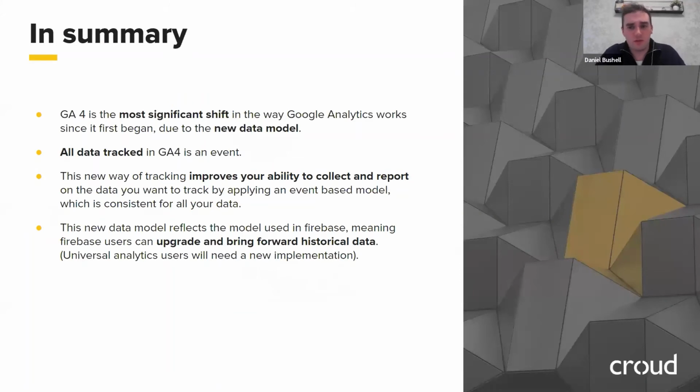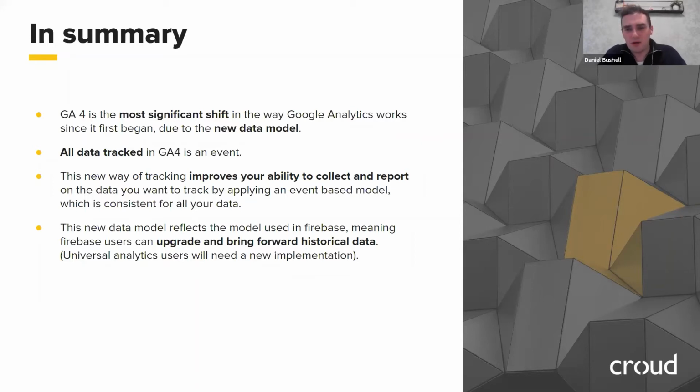So just to give a bit of a summary on everything we covered there, because I know we've gone through quite a lot. GA4 in general is the most significant shift in the way Google Analytics works, due to this new data model that we've discussed. This new data model means that all data tracked in GA4 is referred to as an event. So everything that takes place is an event. A page view is an event. It's not a hit in its own right. The new way of tracking really improves your ability to collect and report on data.